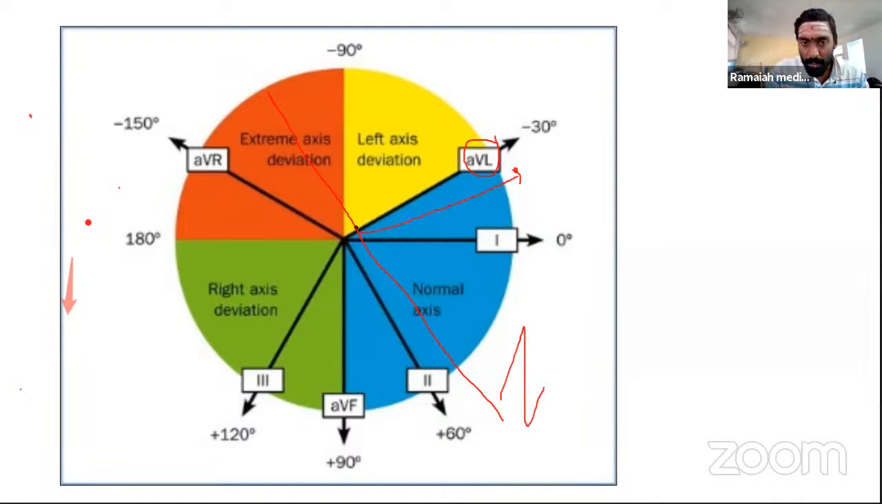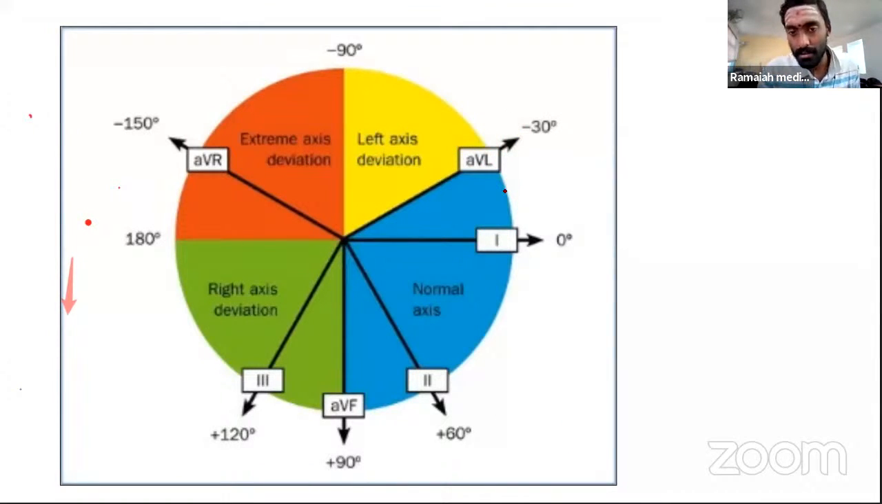If it is going a little beyond like this, that means it is going more away from lead 2. That means lead 2 will be more negative. Here lead 2 will be more positive. Let's say the activity is here somewhere, then it is going to be more positive, less negative. If it is more positive, that means it is physiological left axis. Otherwise, it is going to be pathological left axis.